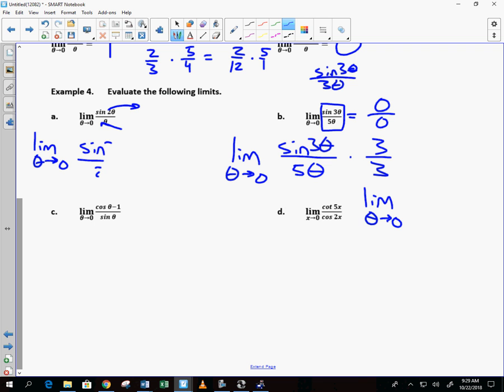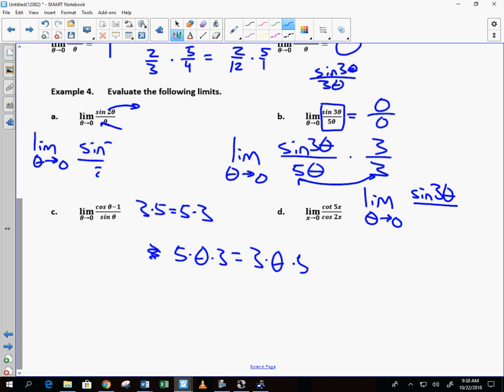So you can see I have the sine of 3 theta over, and I'm simply going to switch the 3 and the 5. And you're like, well, that's voodoo math. It's not at all. It's just saying that 3 times 5 is the same thing as 5 times 3. Multiplication is commutative. We can move them all around. So 5 times theta times 3 is the same thing as 3 times theta times 5, right?